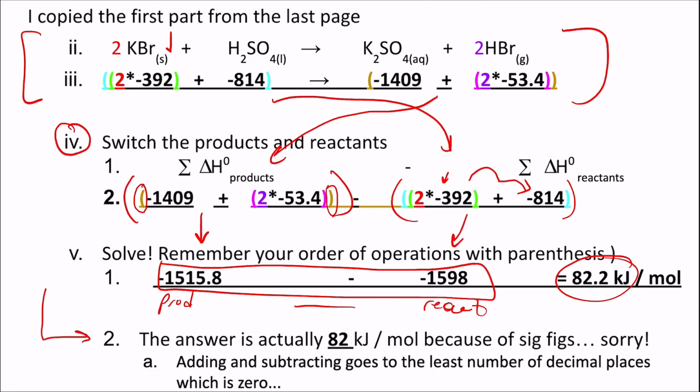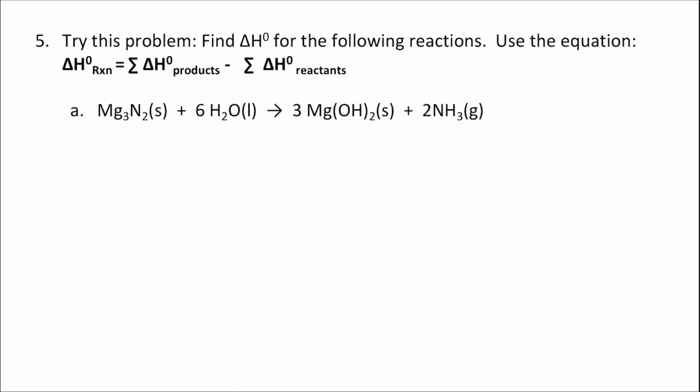All right. If you remember adding and subtracting with sig figs, you had to go to the least number of decimal places. And some of these numbers, they don't have decimal places. That would be going to 0 decimal places or a whole number, which is why the answer should be 82 kilojoules per mole. All right, and that should be the answer for that one. It's not a hard math problem. It's just there's a lot of weird little things you have to do. Try this problem on your own. Let's see how you do.